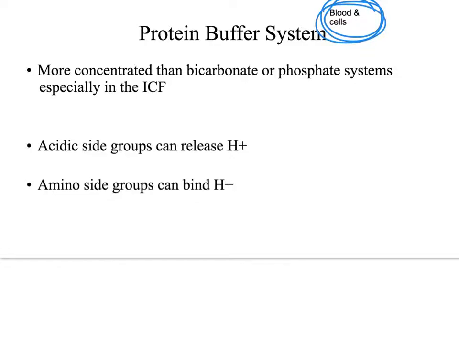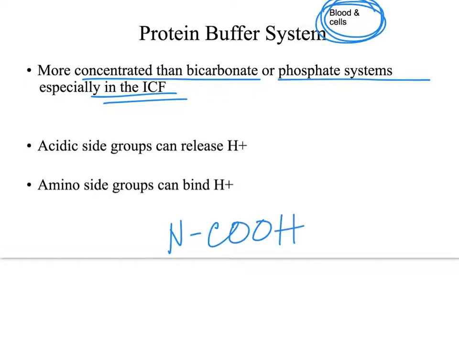Now proteins. Proteins are the biggest buffering system that we have, the biggest chemical buffering system. It's more concentrated than the bicarbonate or phosphate systems, especially in the cells. It occurs in the blood and the cells, and I want you to go back and think about what you know about amino acids.